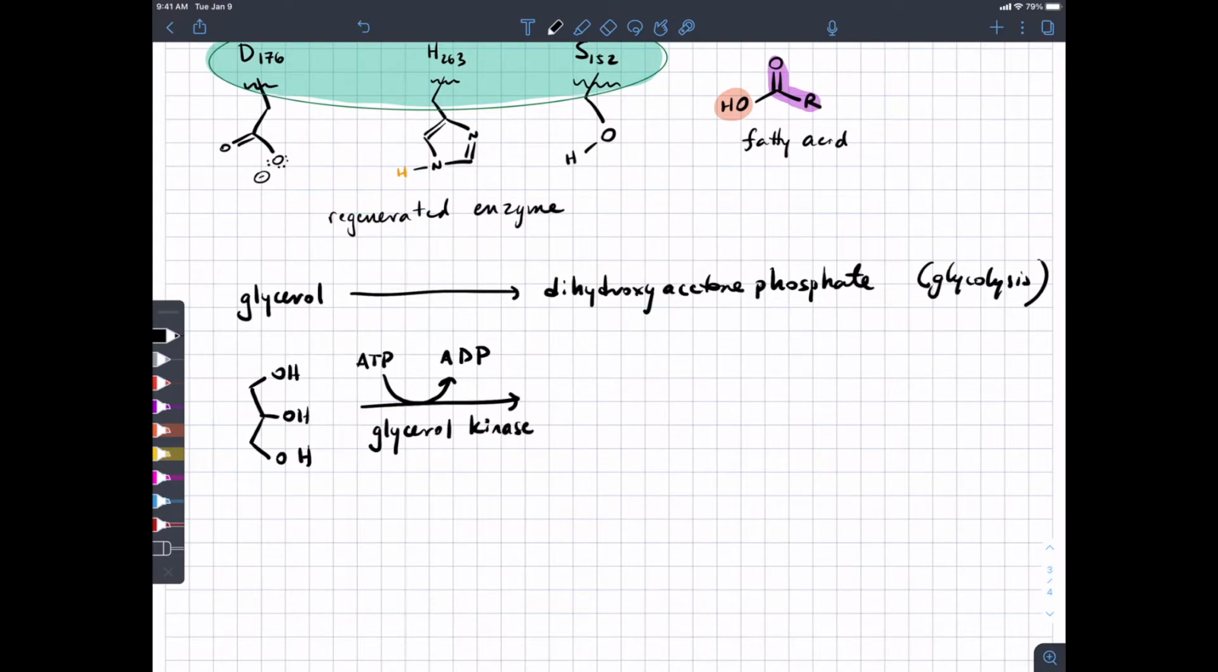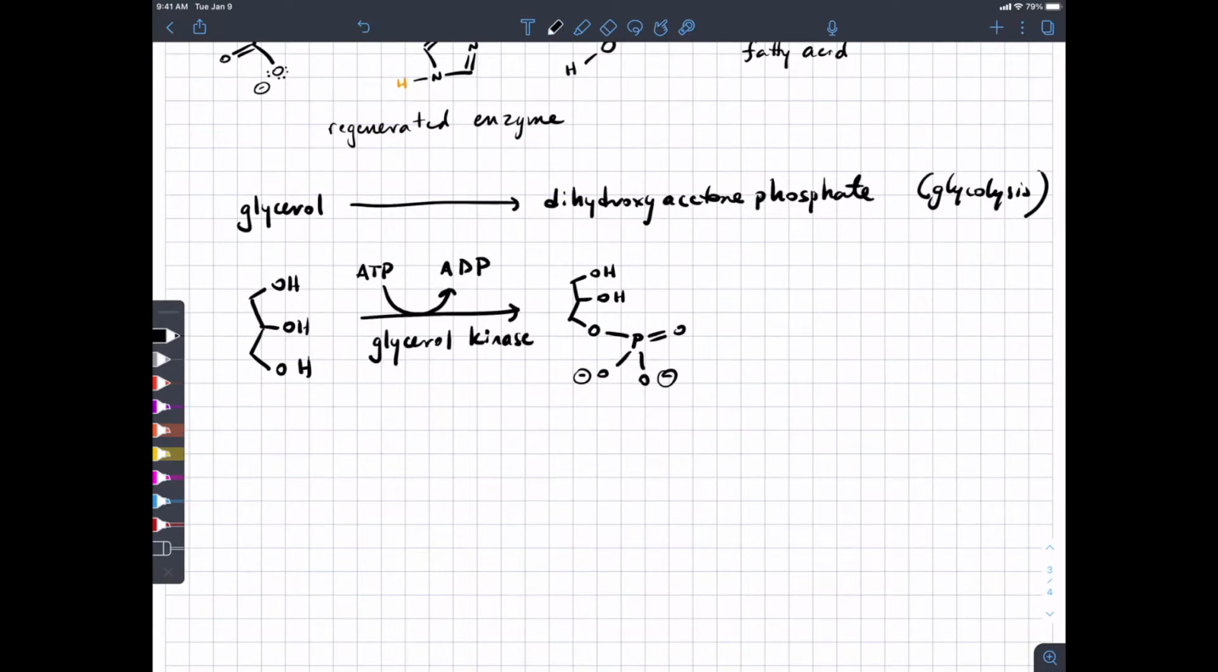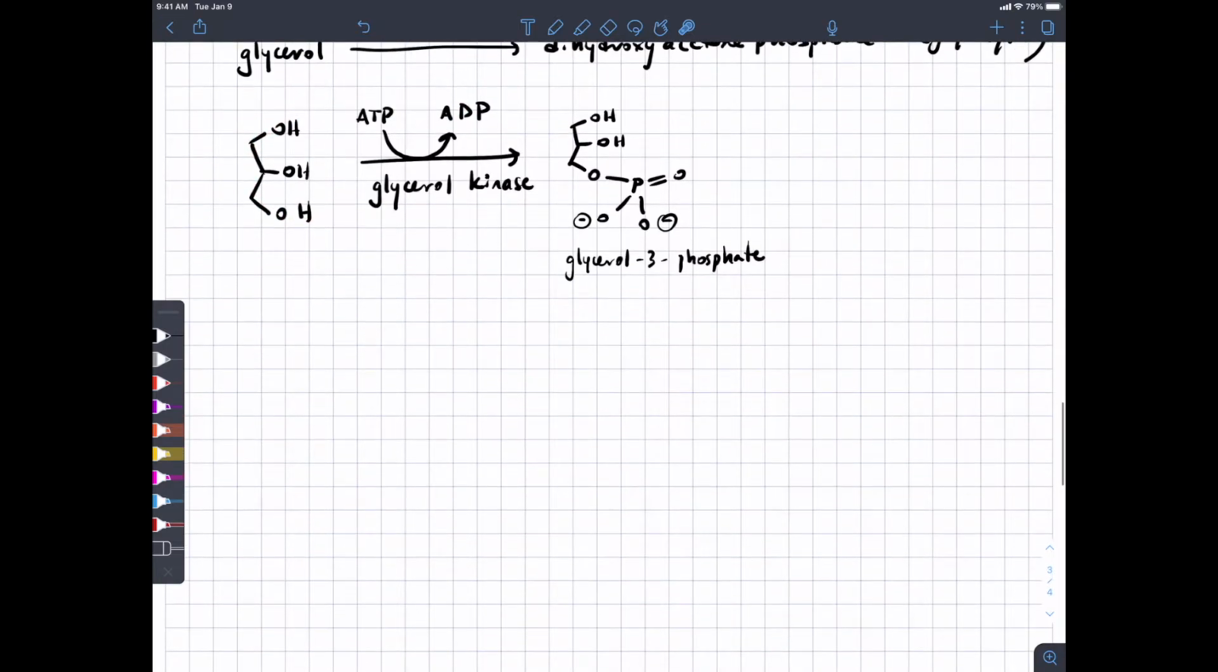Now, again, memorizing stuff isn't that useful, but for stuff that you're going to hear again and again and again, being aware of the lingo can be helpful. Kinases are enzymes that transfer phosphate groups. All right? And the molecule that we make here is called glycerol 3-phosphate. And we should briefly mention, this is a great time to just talk about this reaction of transferring a phosphate group.